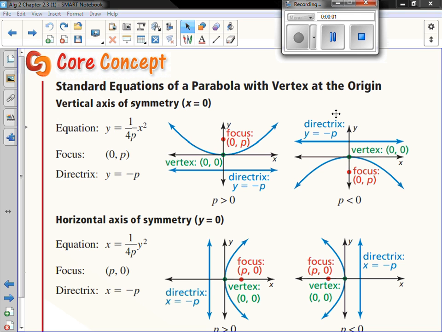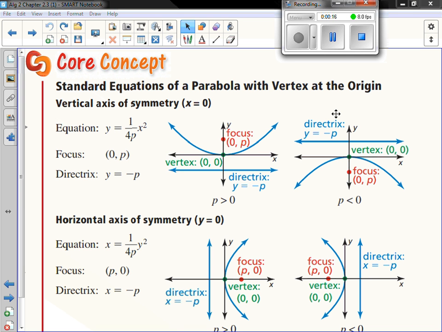Our focus is (0, p). So when we're looking at y equals 1 over 4p x squared, the focus is (0, p). The directrix is y is equal to negative p. And that's all we have for this one. We have these two main parts.